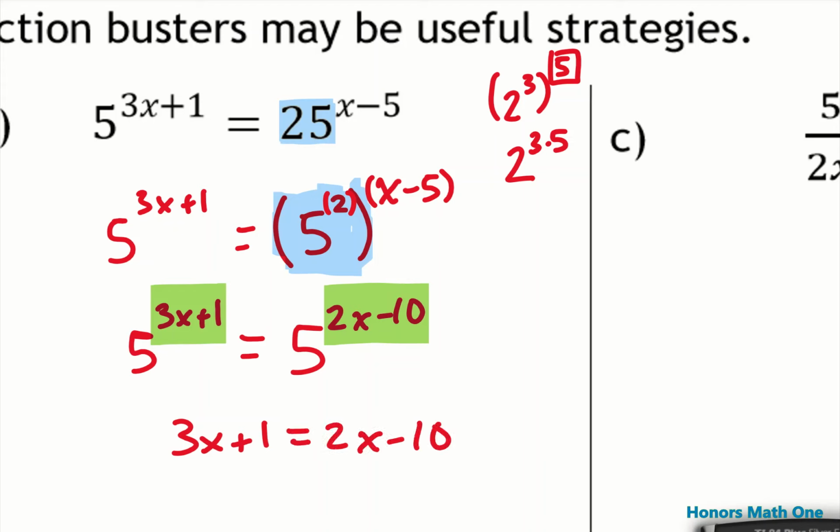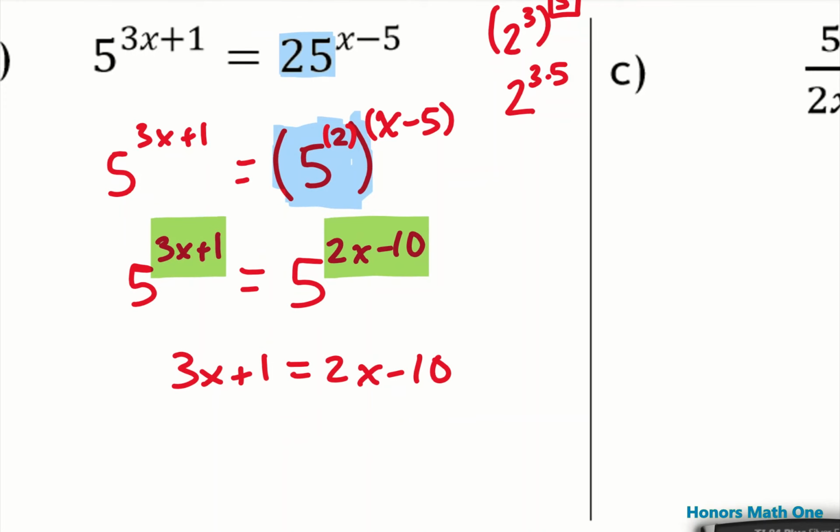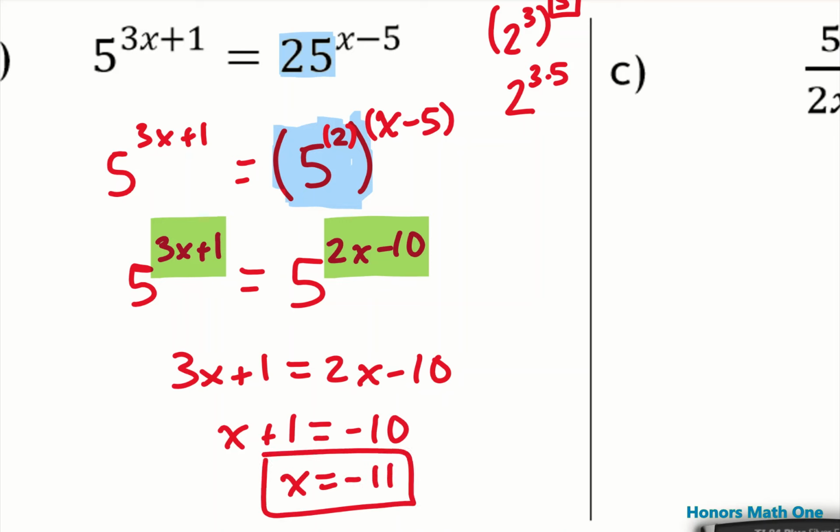And if they are equal to each other, then 5 raised to that power, they will also be equal to each other. So to solve this, I'm going to subtract 2x from both sides. So I'll get x plus 1 is negative 10, and then I'm going to subtract 1, so x should be negative 11. Now again, maybe a little bit more difficult for me to check this answer.